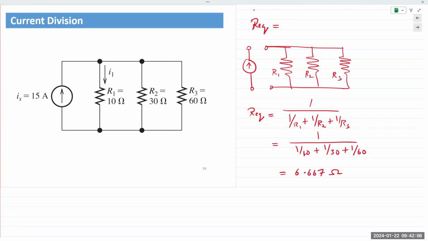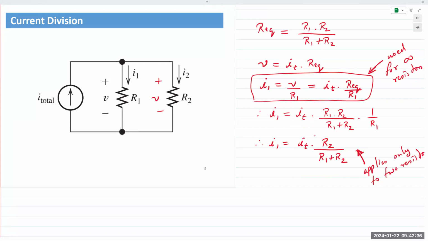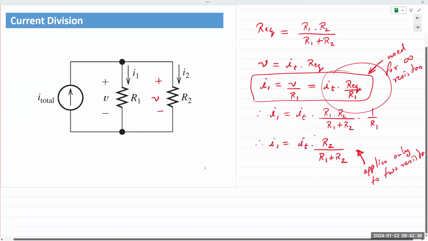And then REQ, sorry, not REQ. I1 would be a fraction of the current source, right? So current source is IS, and the fraction is given by REQ divided by R1. In case you have forgotten, that was the derivation, right? REQ divided by R1.